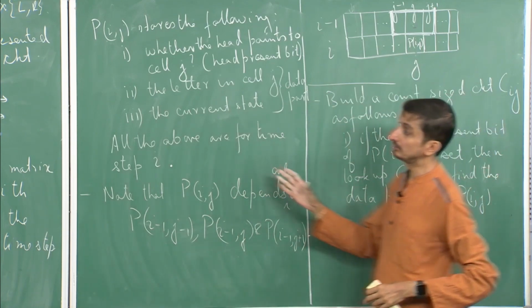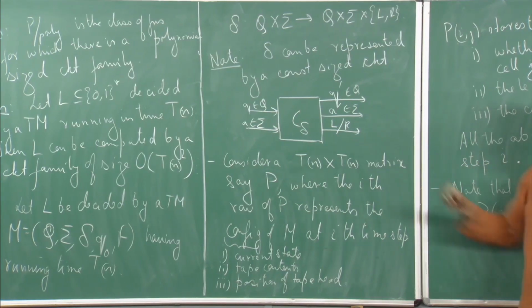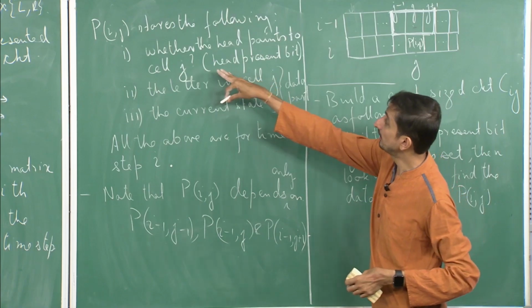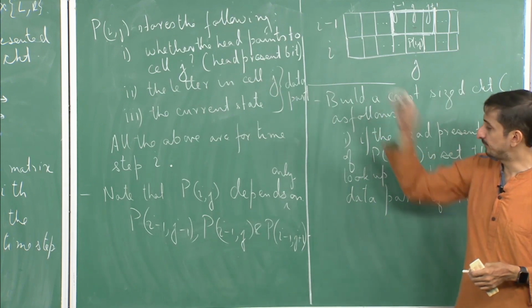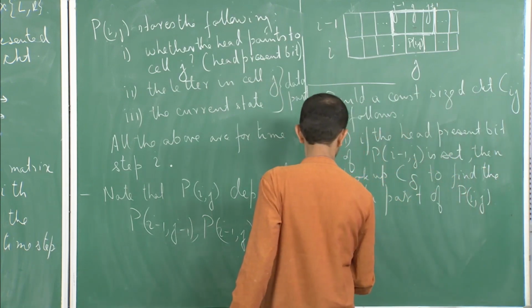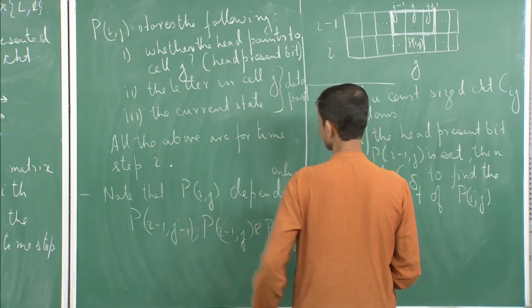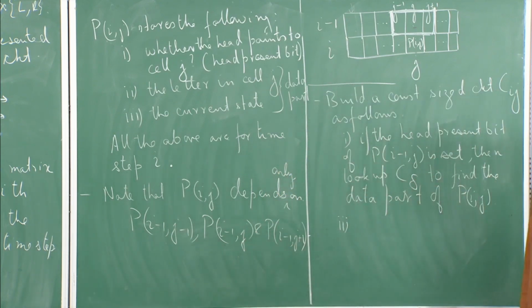Now, what about the left right part? Okay. So, what about the head present bit? No, I am talking only about the data part of Pij. So, if the head present bit of this is set, then this is how I compute the data part of Pij. But what about the head present bit of Pij?